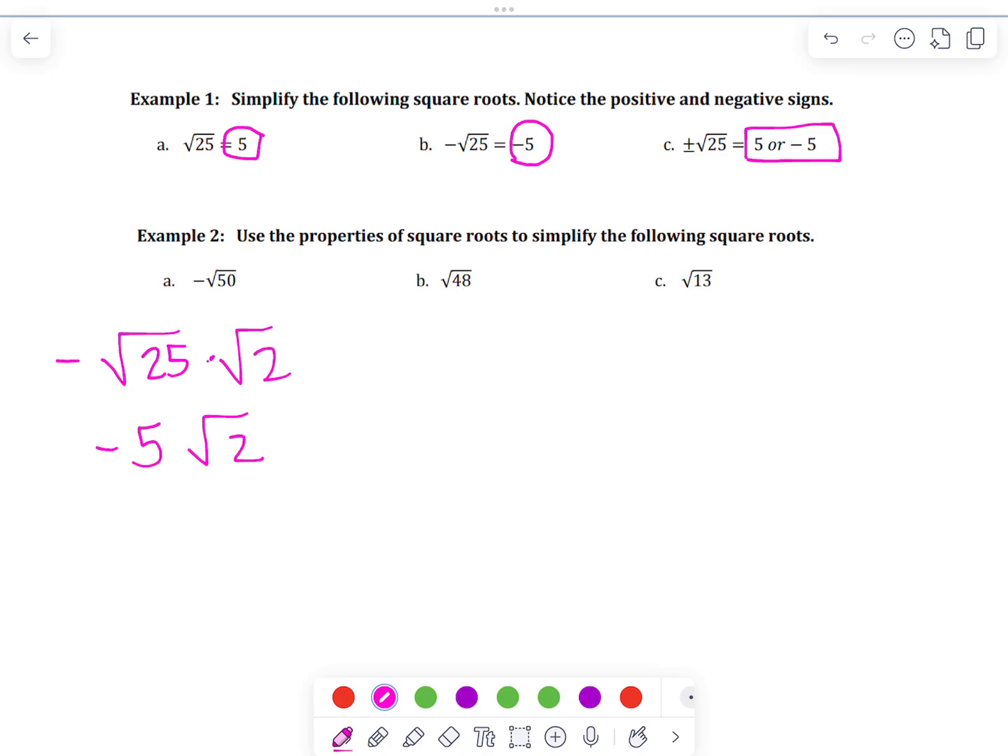Square root of 48. We're going to use the product rule, so we're going to separate out 48 into a product of 16 and 3. And the square root of 16 is 4, so you get 4 square roots of 3. Now the square root of 13, you cannot break it down into a product of 2 numbers because it is a prime number. So that is our exact form.